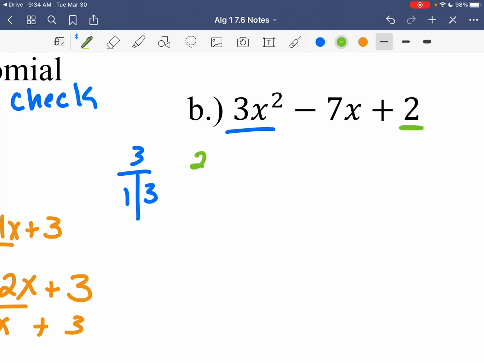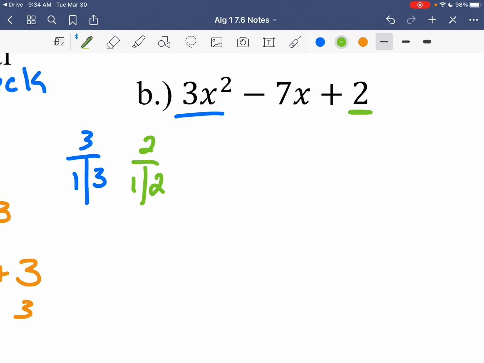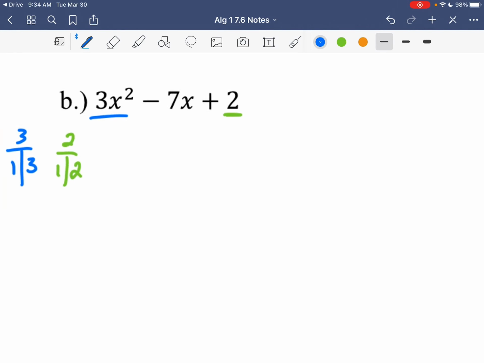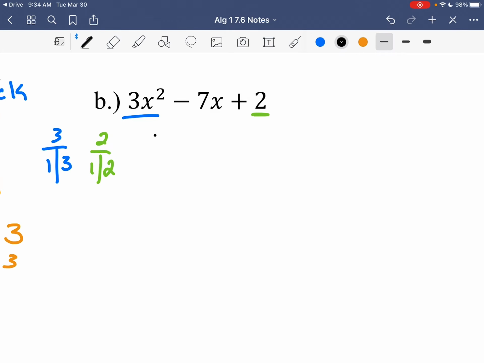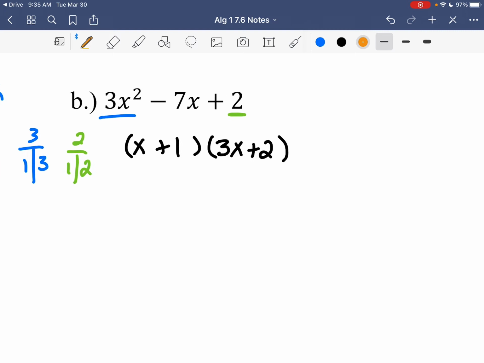Well, that's just 1 and 2. Okay. All right, so we're going to go ahead and set up. I guess we'll just have to do the 1x and 3x, and then plus 1, plus 2. And then we'll distribute it out. We're going to check it, see if it worked.